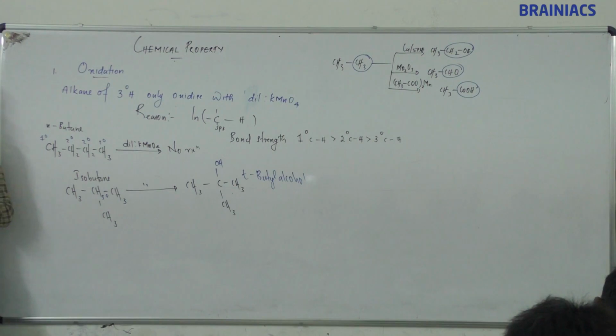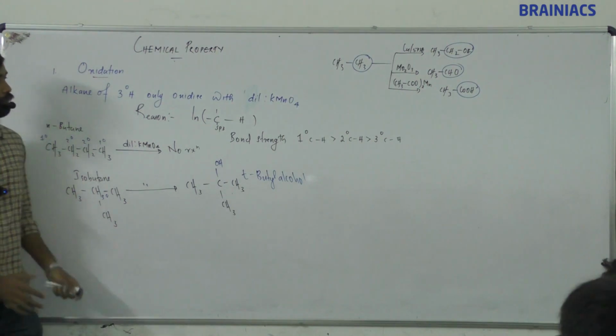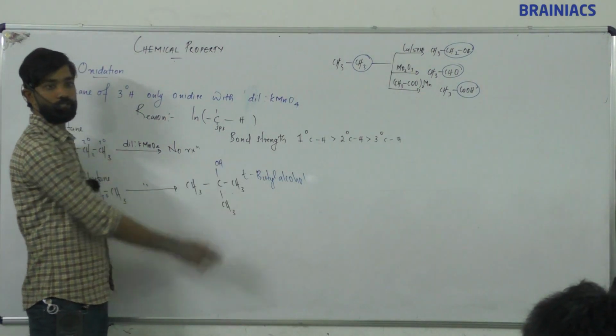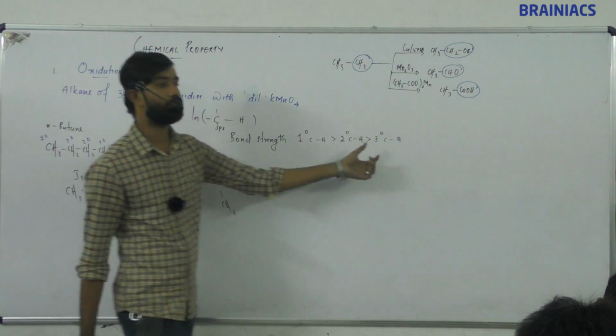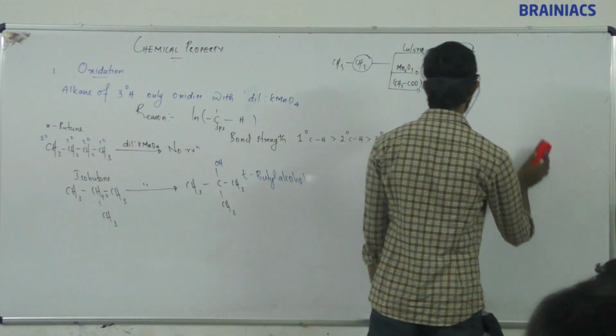An alkane with tertiary hydrogen may oxidize because dilute KMnO4 can oxidize a relatively weak bond, and the relatively weak bond is the tertiary carbon-hydrogen bond.